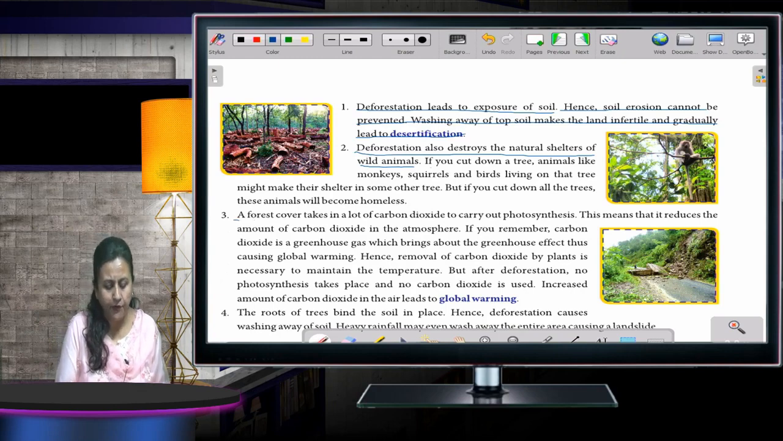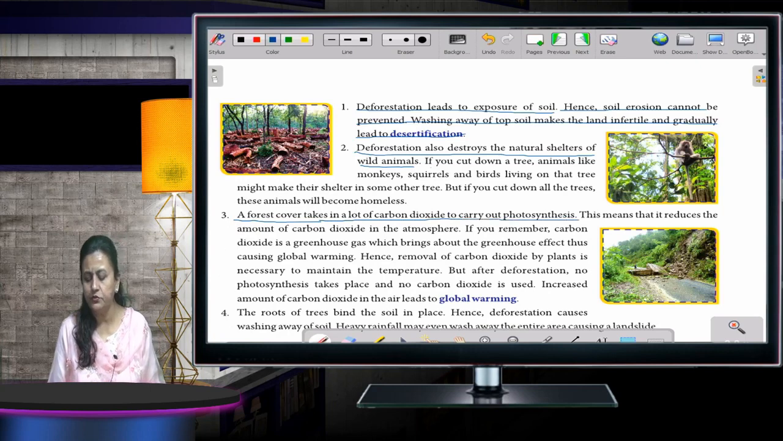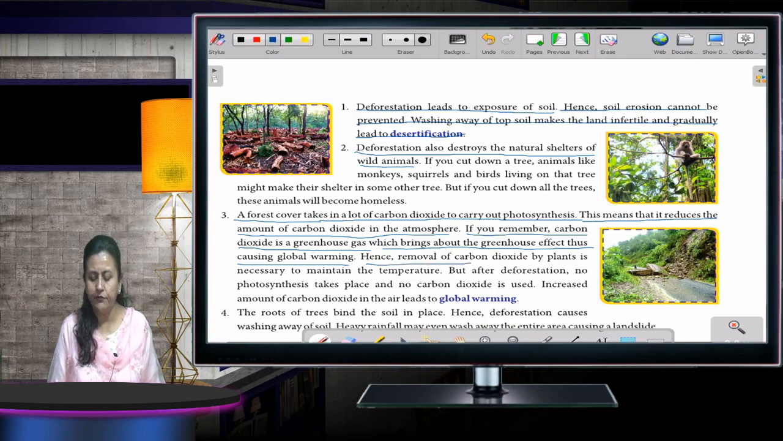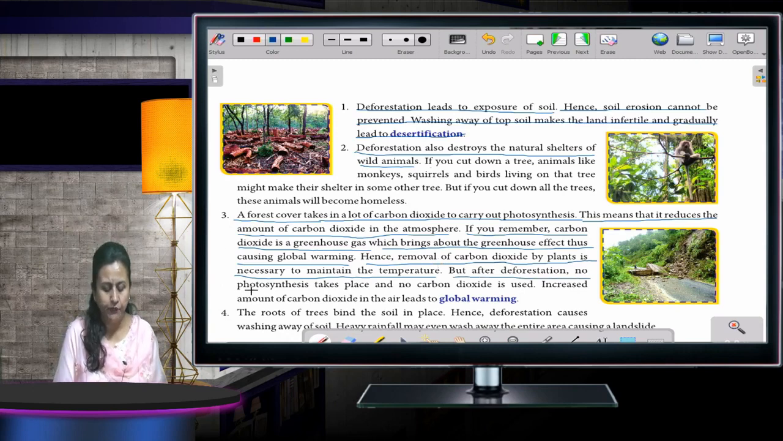Now, a forest cover takes in a lot of carbon dioxide to carry out photosynthesis. This means that it reduces the amount of carbon dioxide in the atmosphere. If you remember, carbon dioxide is a greenhouse gas which brings about the greenhouse effect, thus causing global warming. Hence, removal of carbon dioxide by plants is necessary to maintain the temperature. In case there would be no forest, then the temperature of the earth would be rising at a very alarming rate.